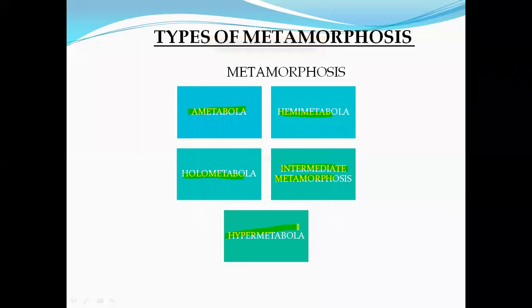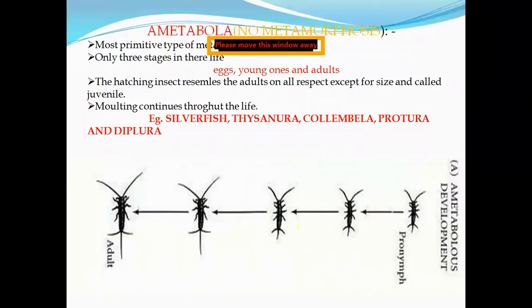Students, these types are very important because there is a chance many of these questions will be asked in your exam, from the example point of view and from the type of metamorphosis point of view. Okay, so we'll discuss them one by one. The first one is ametabola, that is called no metamorphosis. So what is this ametabola?